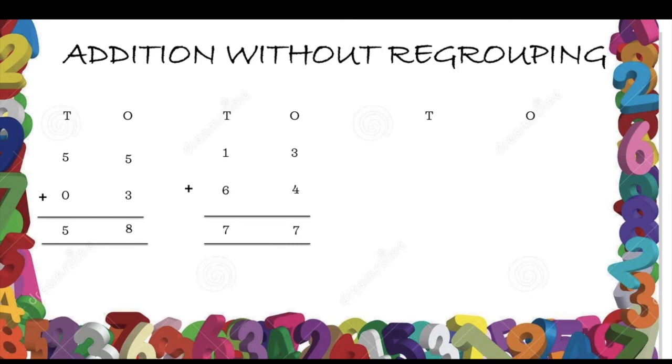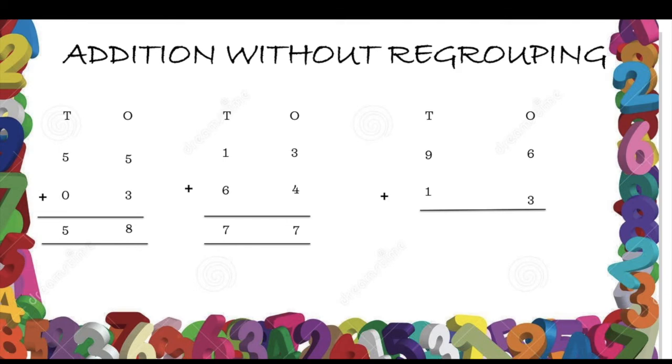Let us do another sum without regrouping, that is, without carrying over. Here we have again tens place and ones place. In ones place we have 6 and 3. In tens place we have 9 and 1. So what symbol should you put? You should put the addition symbol.